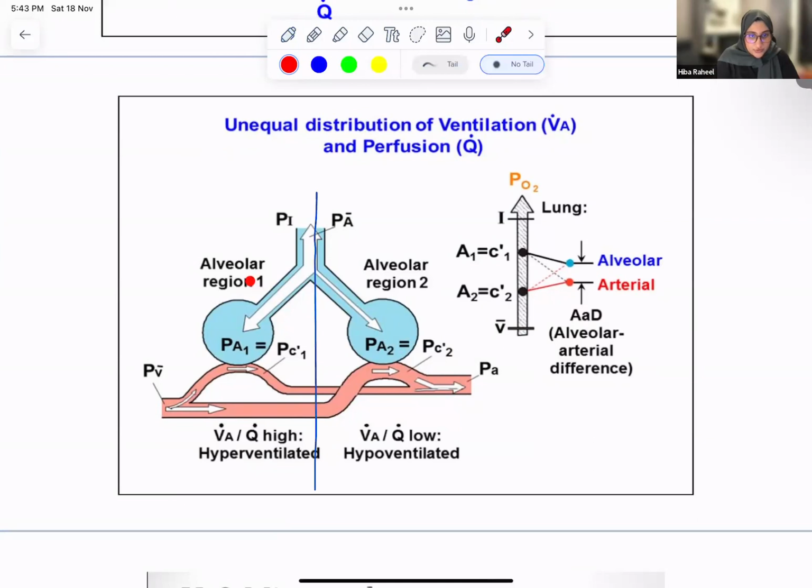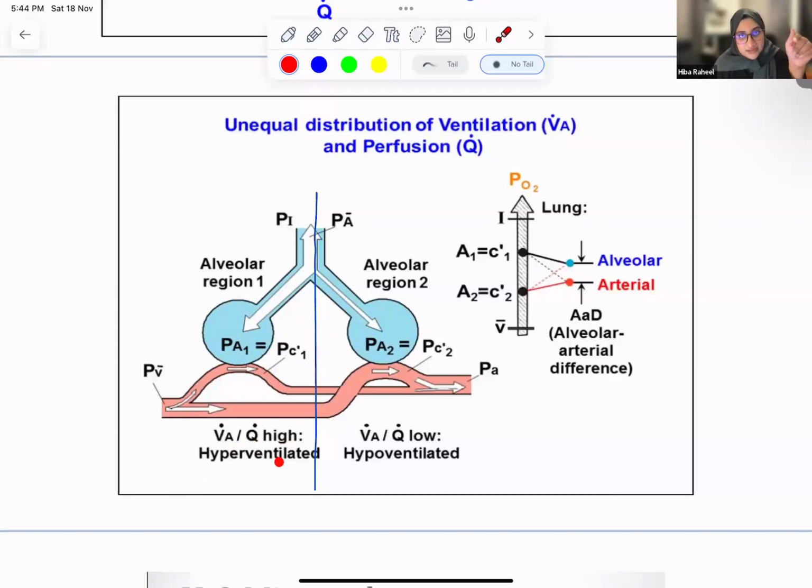In alveolar region 1, we have high ventilation. Can you see how thick the arrows are? But the perfusion is low. Do you see how tiny and thin the arrows are here? So high ventilation and low perfusion will lead to a high VQ. This is what it says: VQ ratio is high. And when will this occur?